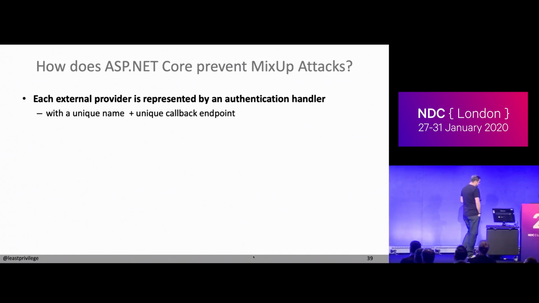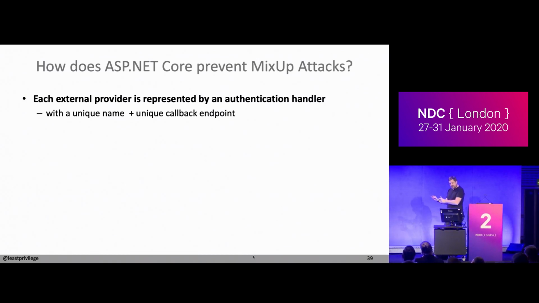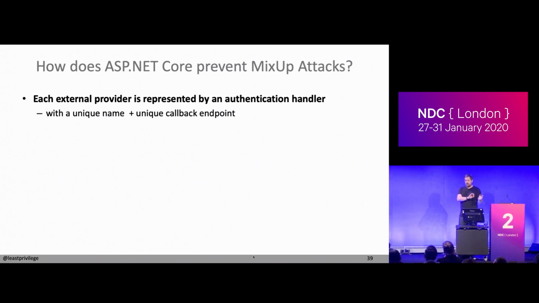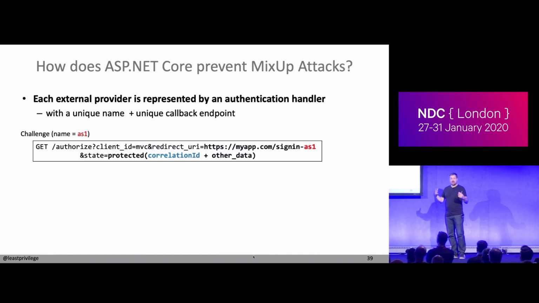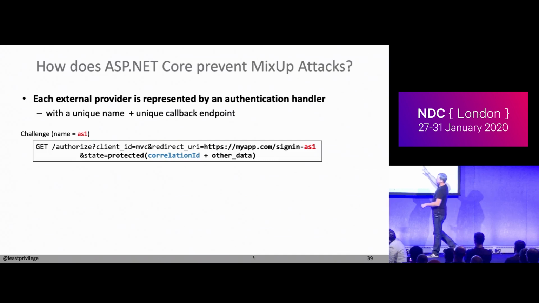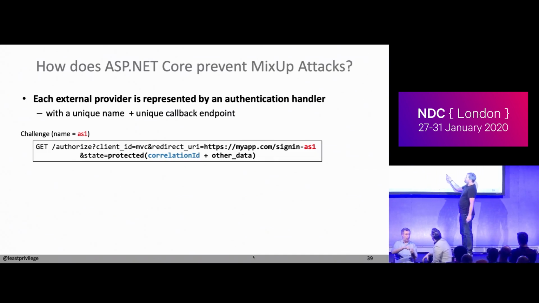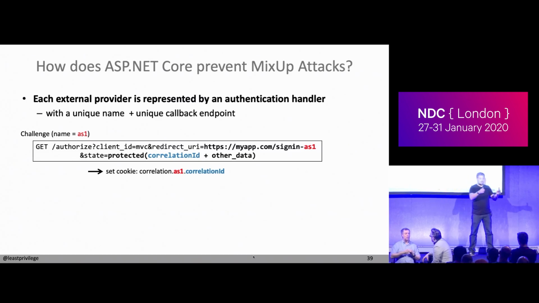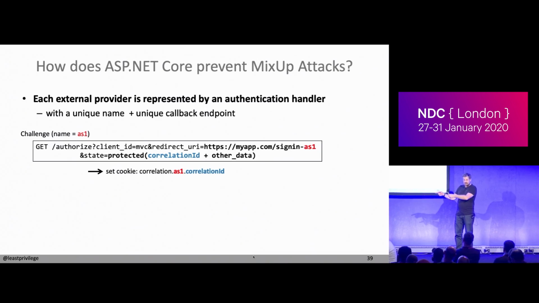The way this works in ASP.NET Core is that each external provider must have a unique name and a unique callback URL, okay? So when they now do the authorize request out to the provider, they basically create the challenge, then they create a correlation ID, which is a random number, and then they encrypt and sign that correlation ID on the state parameter, so it basically round trips back and forth, and then they create a cookie which is called correlation.authorization server name.correlation ID, okay?